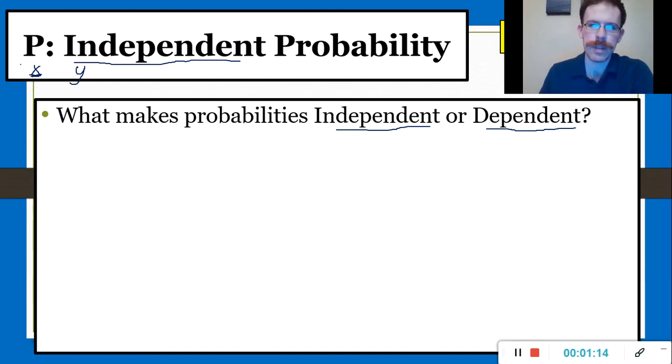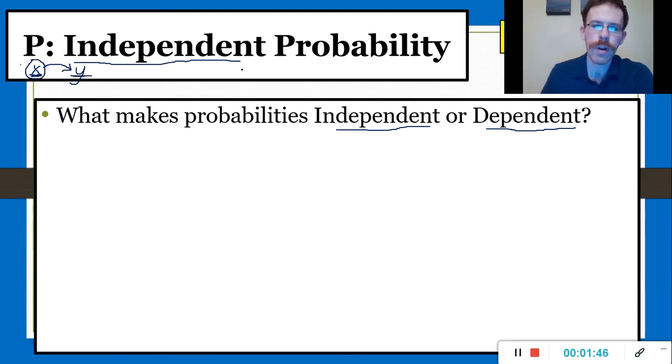Think about it like relationships. An independent person doesn't rely on anybody else, but I often see that an independent person affects the dependent person. This variable relies on the independent person to determine what it is. And the same is true for probabilities.